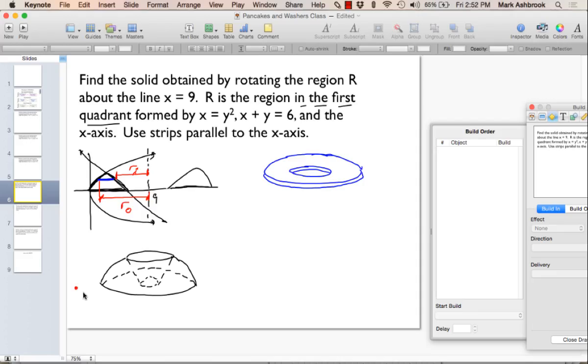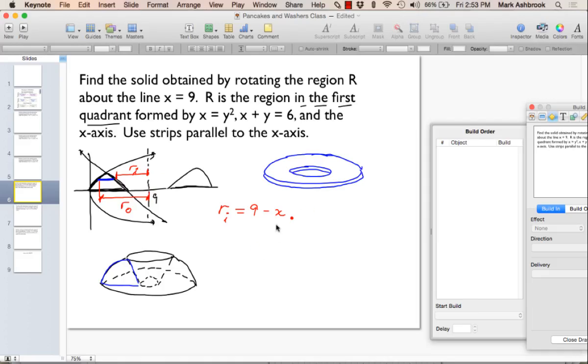So the original region was this right here, rotated around x equals 9. Our strips are parallel to the x-axis. When you rotate that around, you get this horizontal washer. So for the inner radius, is it an x, a y, a change in x or a change in y? Change in x: x final minus x initial. X final is 9 minus the x coordinate of the line.